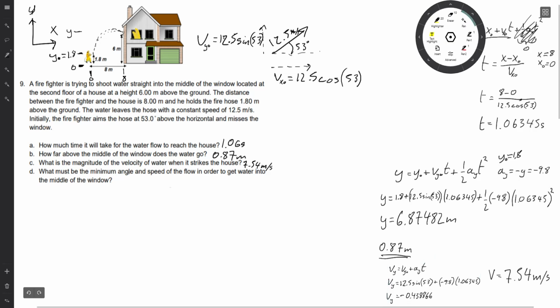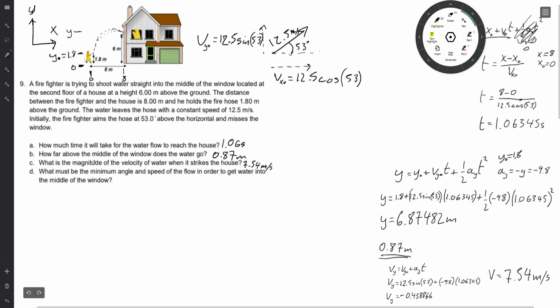Last one. What must be the minimum angle and speed of the flow in order to get water into the middle window? Okay. So for this final problem here, what must be the minimum angle and speed of the flow in order to get water into the middle of the window? This is not actually a very good question, and I'm not going to go through it with you right now. I've spent some time taking a look at it.